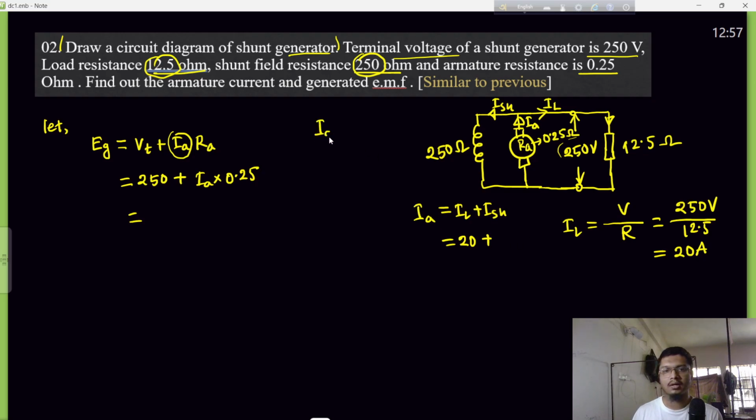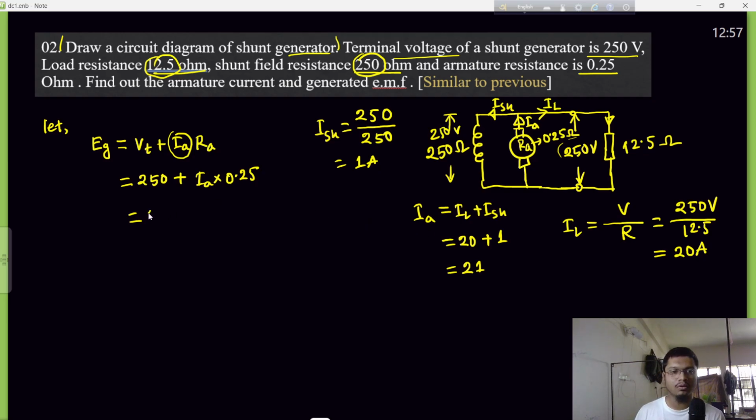Plus we have to find out the shunt current. So shunt current ISH equals 250 volt. The terminal voltage of 250 is parallel to the shunt field, so the shunt voltage is also 250 volt. Voltage divided by resistance: shunt voltage is 250 and shunt resistance is 250, so the current is 1 ampere. So this is 21 ampere, so the armature current is 21 ampere.